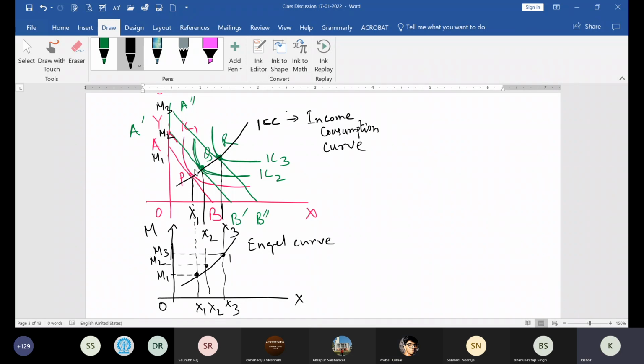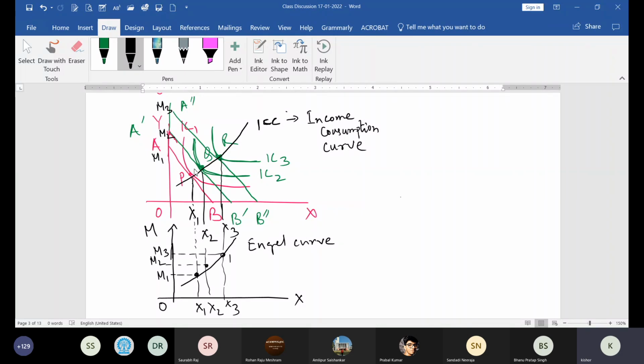So what is the difference between this Engel curve and the income consumption curve? Both diagrams represent the same points, but in the Engel curve you will not find the other commodity; it is totally missing. They are simply studying the relationship between income and consumption of a particular commodity, in this case X.